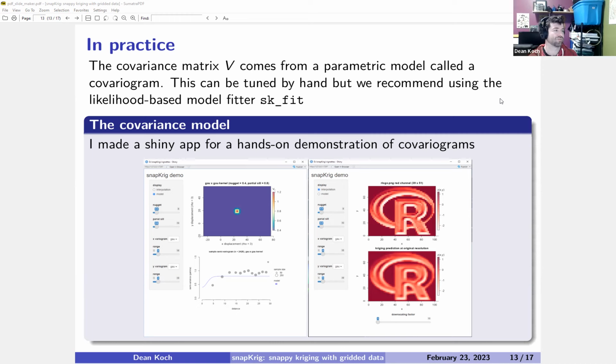So this just calls the stats optim function in base R, and fits all of the covariance parameters to your data so that you can quickly get at least a first approximation to a fitted model.